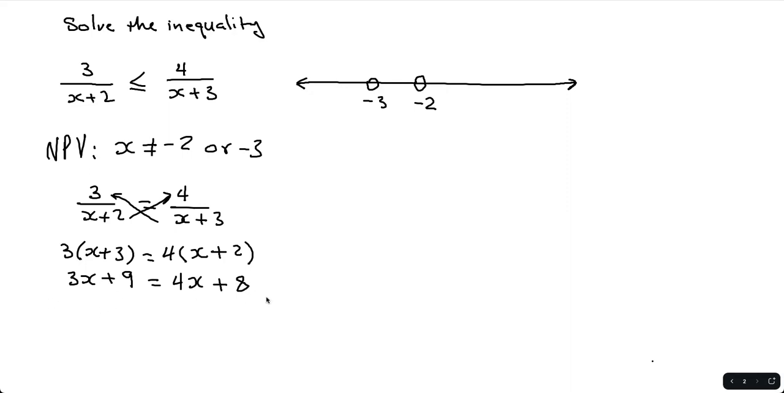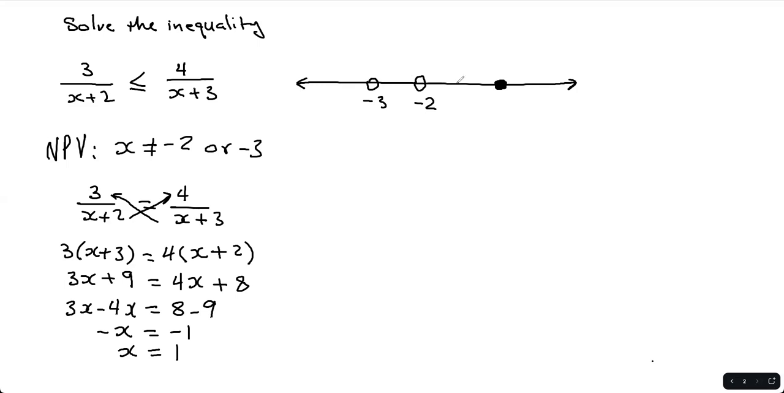Bring the x's to one side, the numbers to the other side. So 3x minus 4x equals 8 minus 9. And therefore negative x equals -1, and that tells you x equals 1. Okay. Now you go and put x equals 1 on the number line, right here. And because the inequality sign has an equal sign, you have to shade this circle. And then you go and test each interval here.